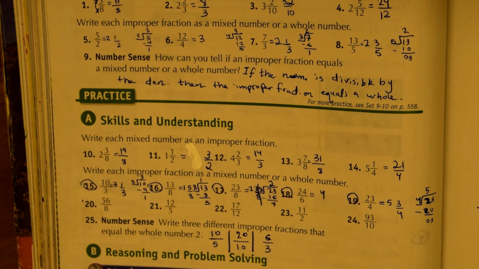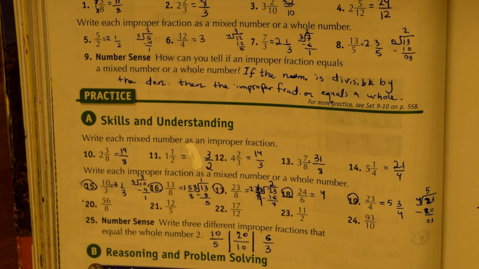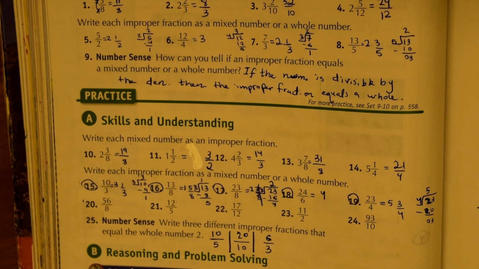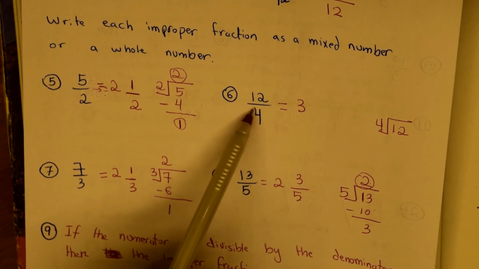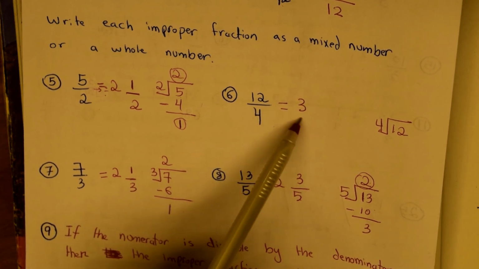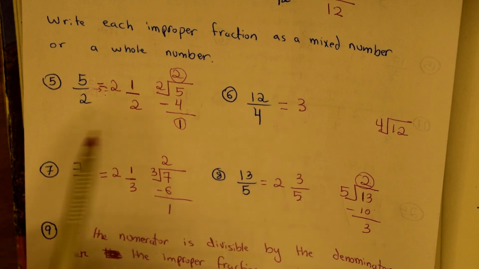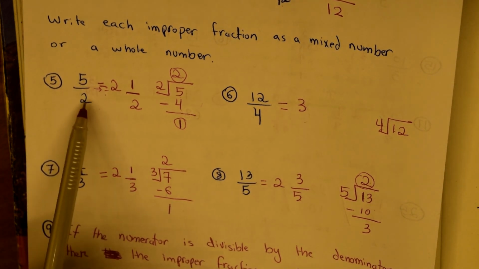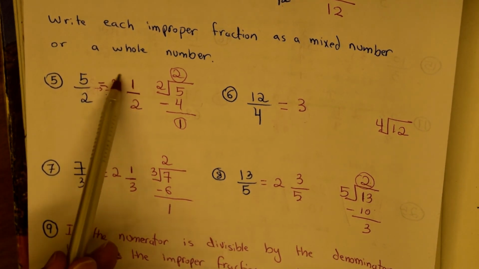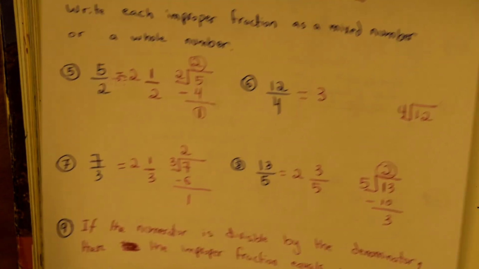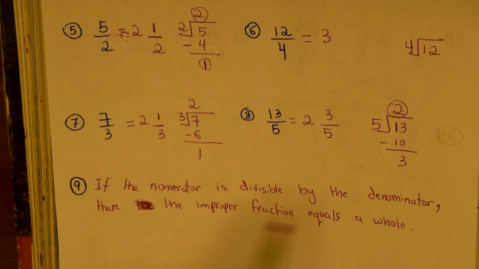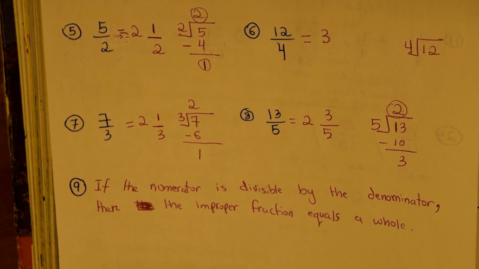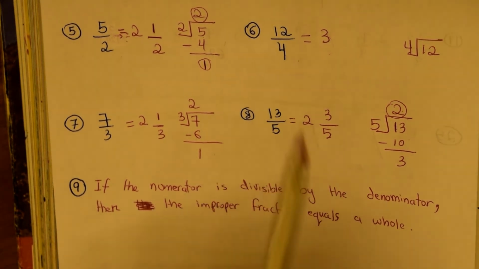What's the meaning of divisible? That I can divide the numerator by the denominator without any remainder. Like this one, number 6, I can divide the numerator by the denominator with no remainder, then I will have a whole. But here 5 is not divisible by 2, then I will have the whole and the fraction, then I will have a mixed number. So what's the answer? If the numerator is divisible by the denominator, then the improper fraction equals a whole, like this example.